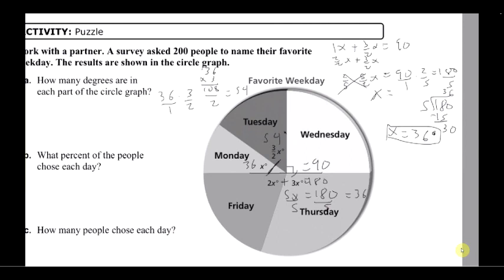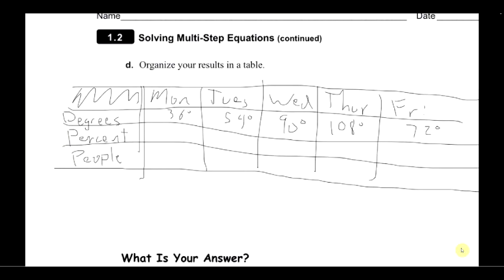3 times 36, we literally just did up here. That equals 108. So we know that Thursday is 108 degrees. And lastly, 2 times 36. 2 times 6 is 12. Carry the 1. 2 times 3 is 6. Plus 1 is 7, or 72 degrees. Let's fill out the information on our table. Ta-da! Forgot to show you.